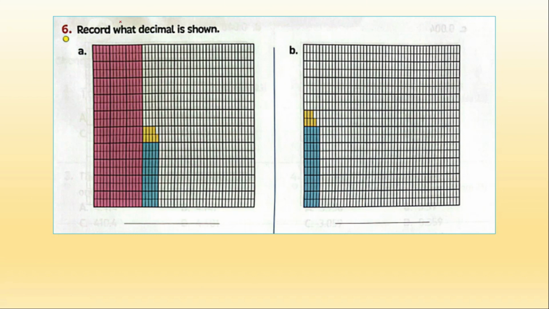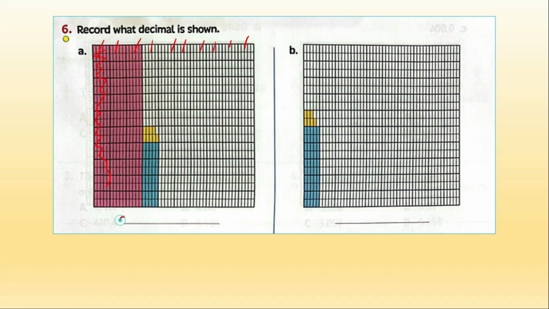Okay, record what decimal is shown. We want to know what number this figure represents, what number I can write in this form. First we want to know what these squares refer to. You see the squares, the columns, we want to count how many columns we have: 1 2 3 4 5 6 7 8 9 10 columns. Got it? So number of columns refers to tenths.